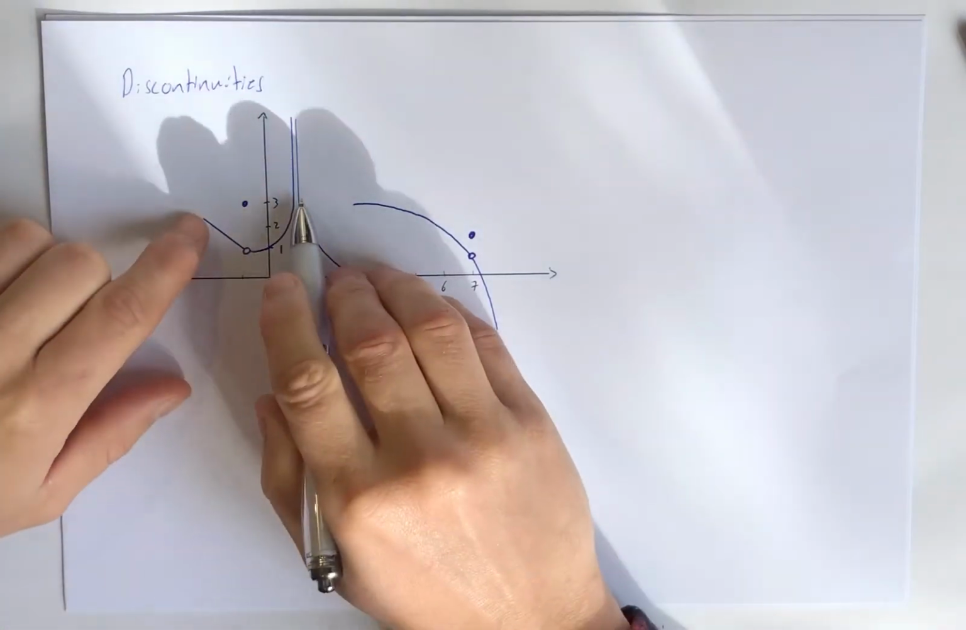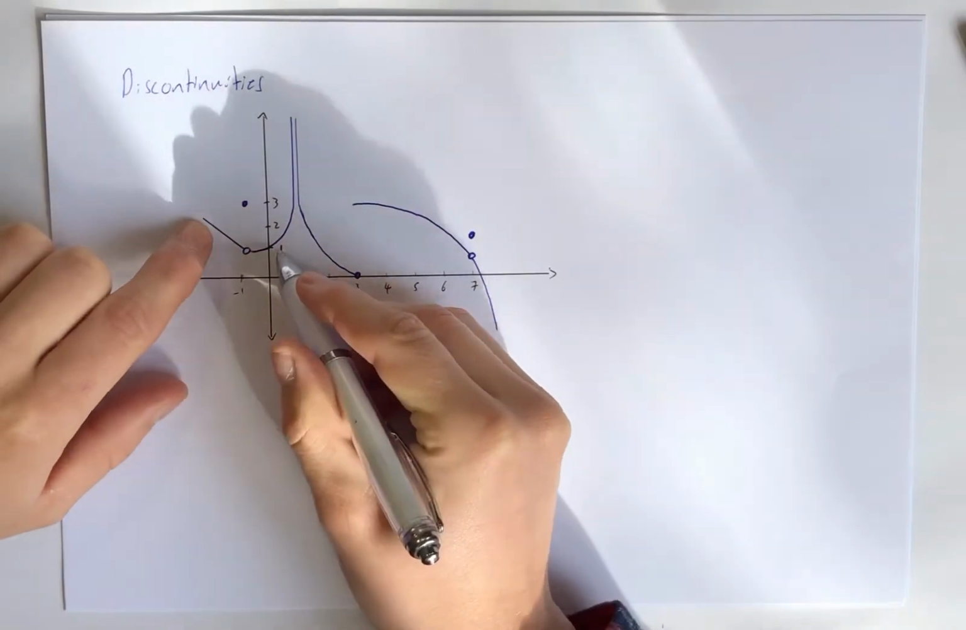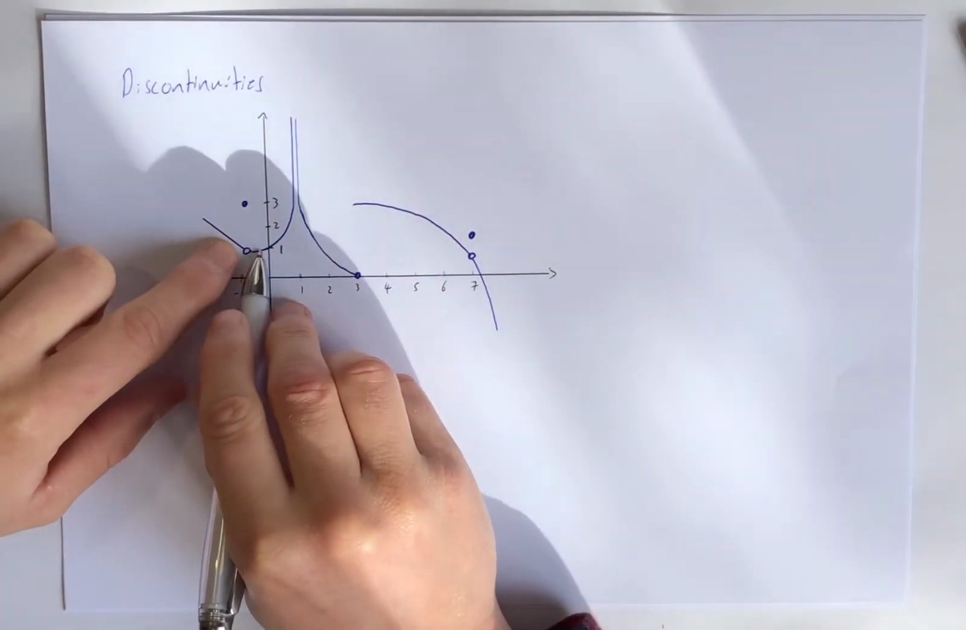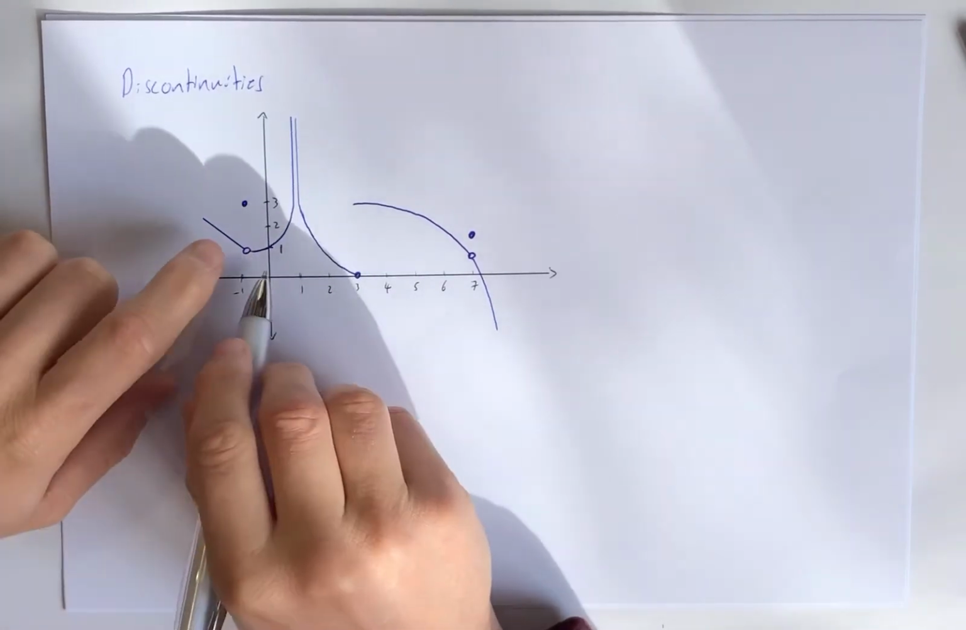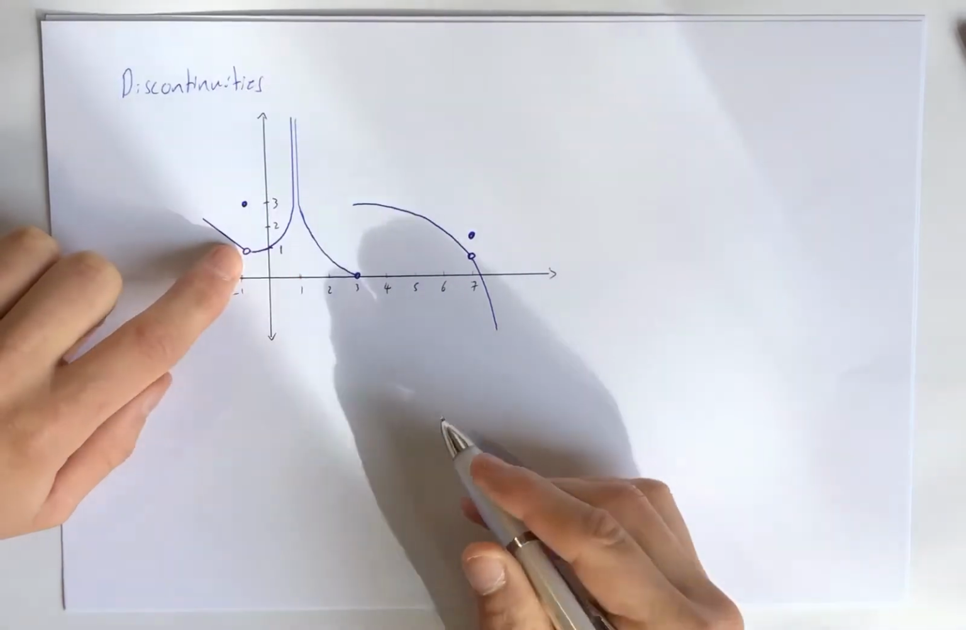So you'll notice at this point here, the limit as we get closer and closer to -1 is we get closer to 1. Now it's actually 3 at that point, but its limit is 1.